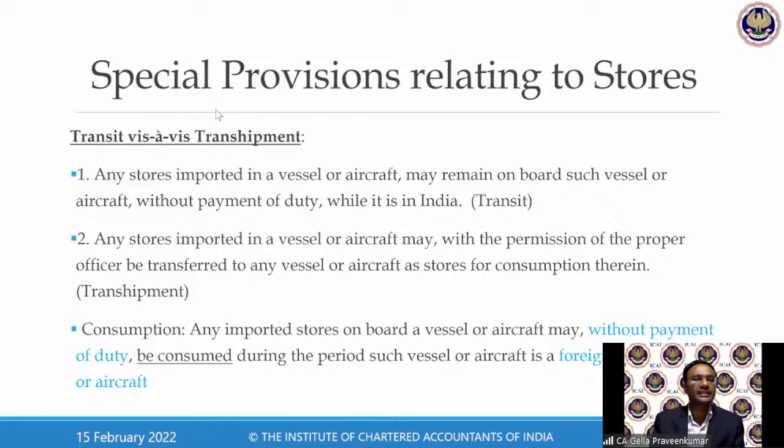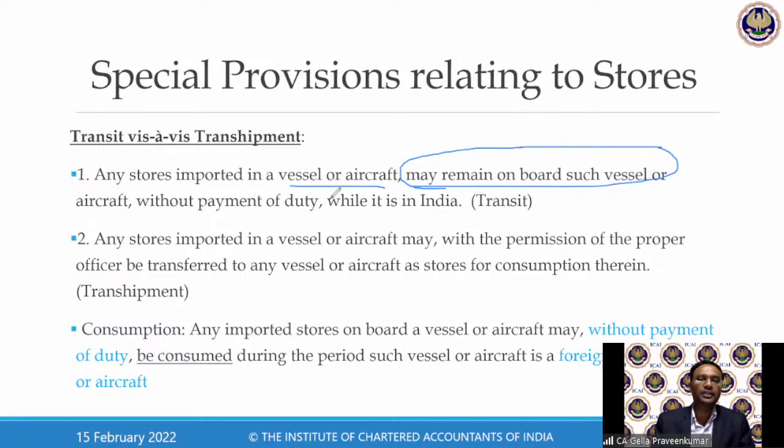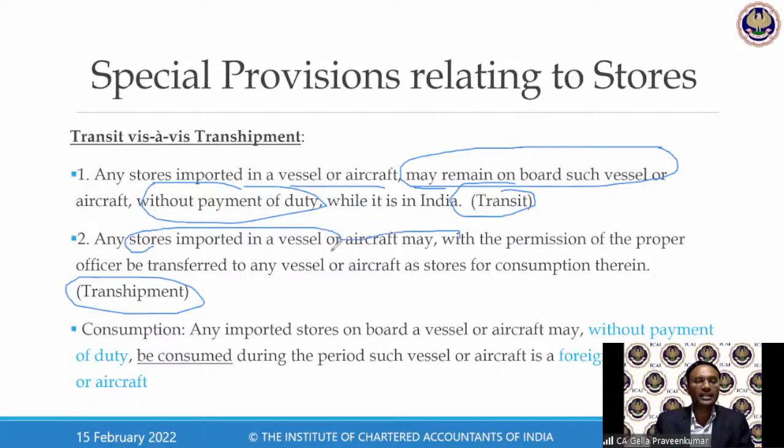Now, similar to transit is transshipment. They say that any stores which are imported to India on a vessel or aircraft remain on the same border conveyance without payment of duty, in the case of a transit. So what if there is a change from one conveyance to another conveyance? Same case. My stores are imported in a vessel or aircraft, and with the permission of the proper officer, I can transfer the stores from one conveyance to another conveyance, which is the case of a transshipment.